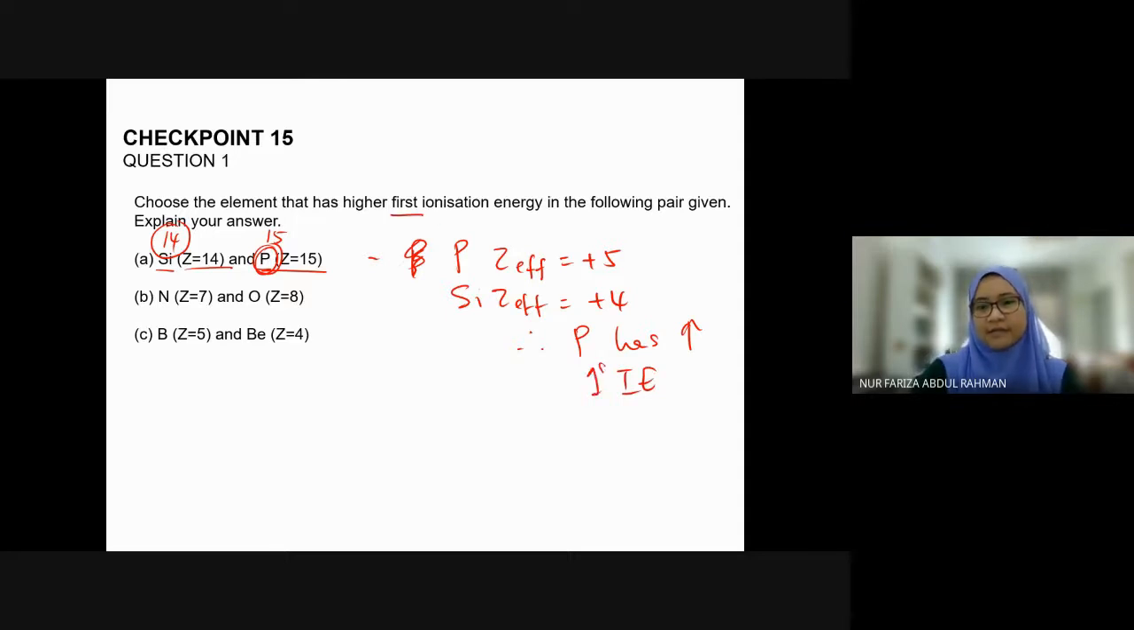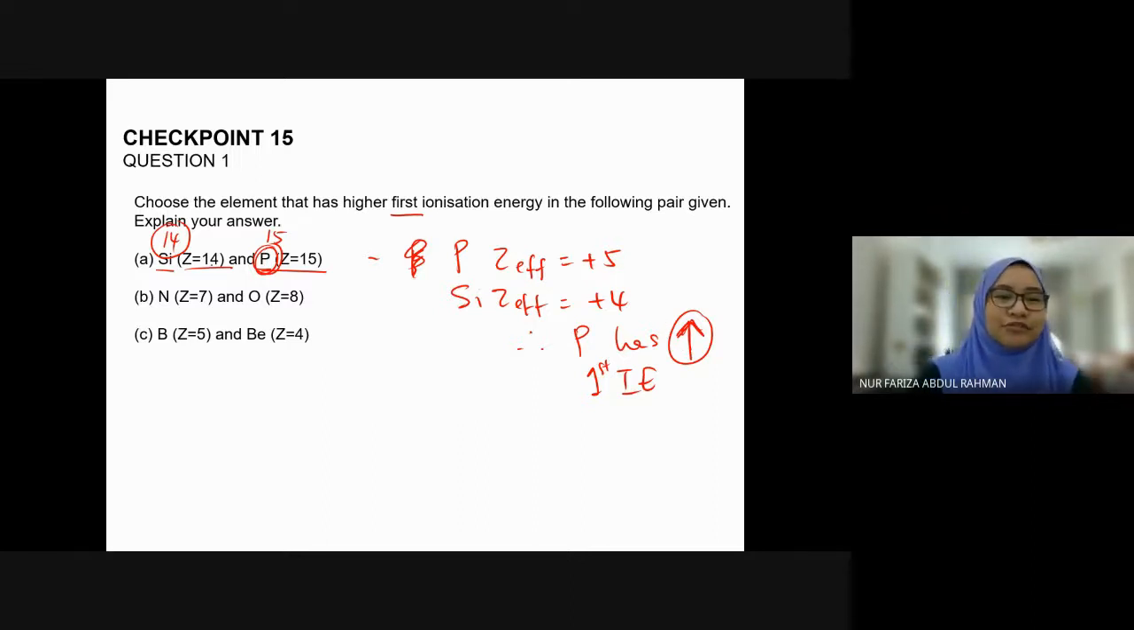Highlight the word first. Please do not use arrow. This is for me, the lecturer, to simplify and speed up writing. So we use arrow. But in the exam, you are required to spell it out. Do not use arrows to explain higher or lower. So that's what I meant just now.